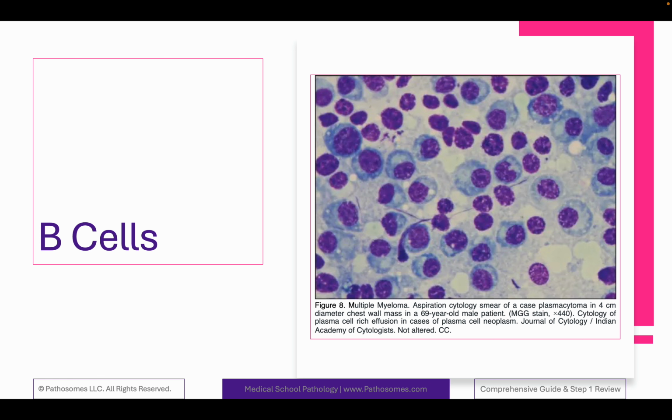Multiple myeloma. Now you should definitely know what types of cells are abundant in multiple myeloma that classify this disease. If you're thinking plasma cells, because of those eccentric nuclei and the pronounced perinuclear hof due to the Golgi apparatus, then I applaud you. You are on the right track. Let's get going. We got this.